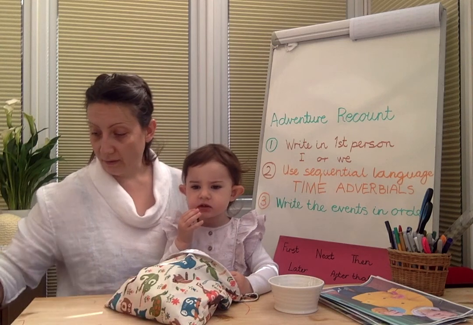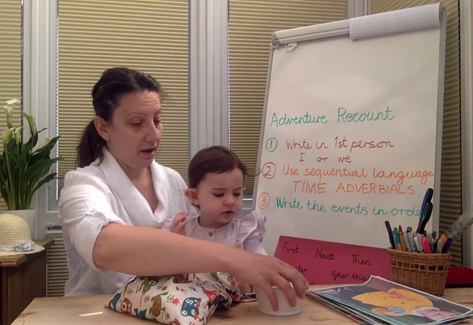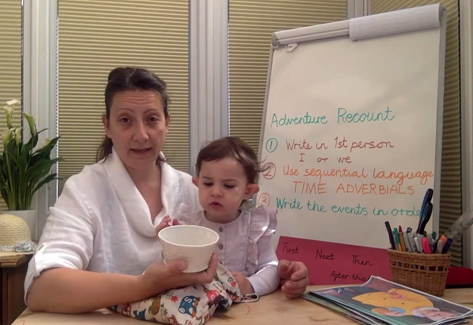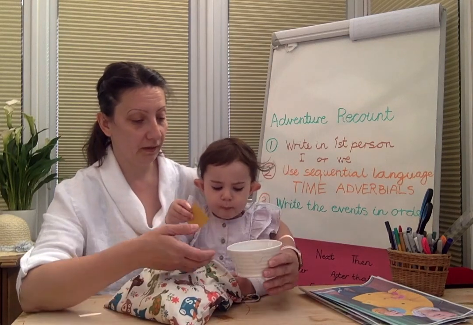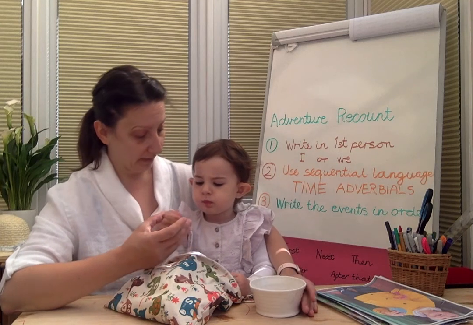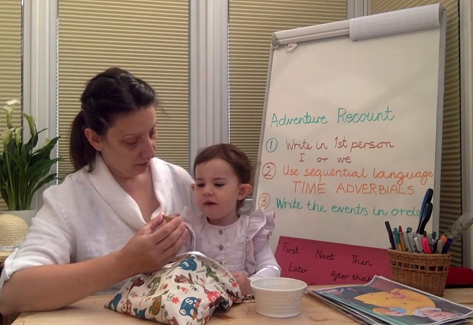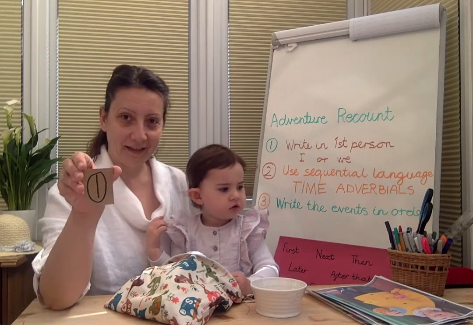Now Larkin has got some numbers in a box, in a little ball right here. So you're going to take out the numbers, Larkin? Lovely. Which number is that? Can you remember? It's 1, isn't it? Number 1.